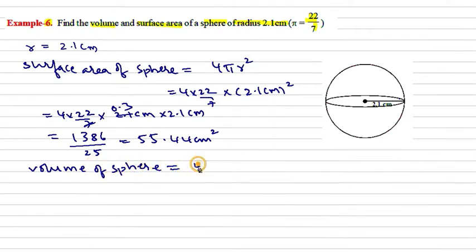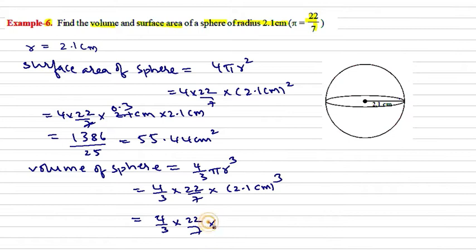Next we are going to find the volume of a sphere. We are using the formula 4 by 3 pi r cube, which is equal to 4 by 3 into pi value 22 by 7 into radius 2.1 centimeter whole cube. So which is equal to 4 by 3 into 22 by 7 into 2.1 into 2.1 into 2.1. So if you are simplifying this, we are getting 38.808 centimeter cube. So this is the answer for this question.